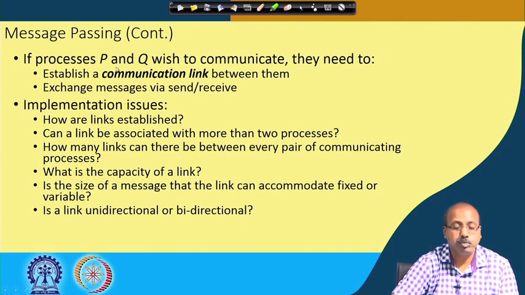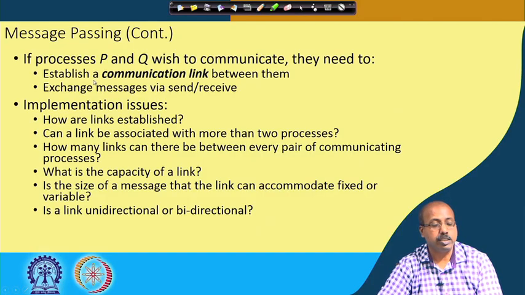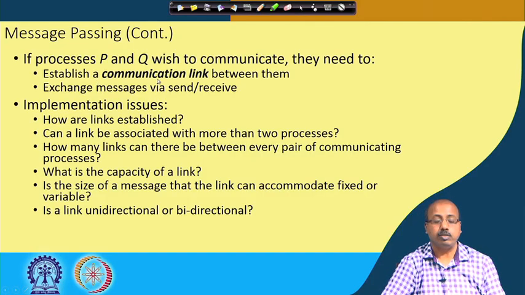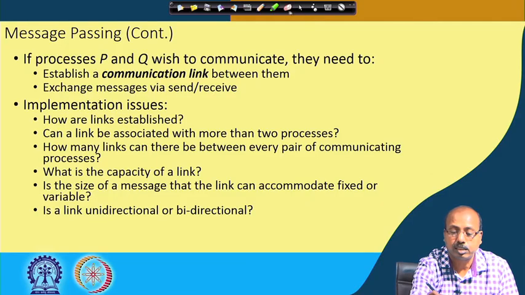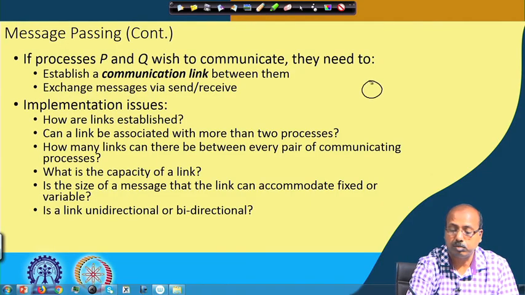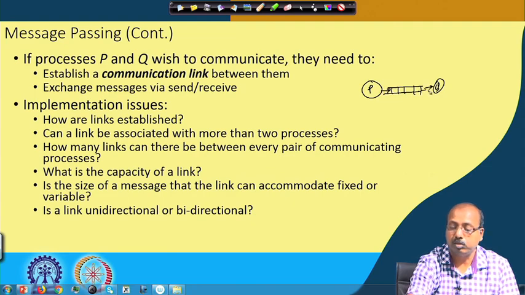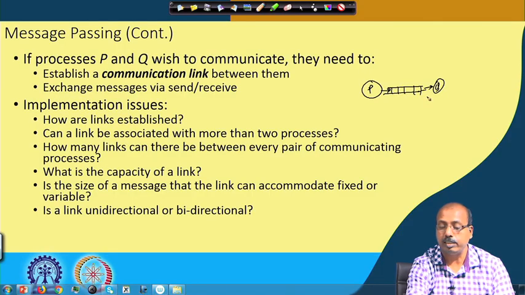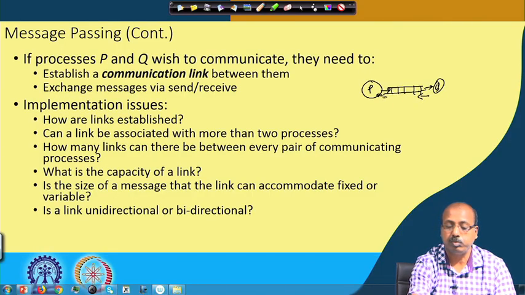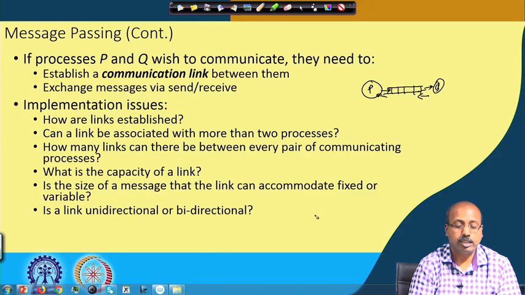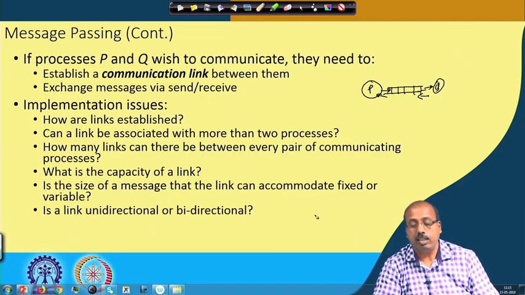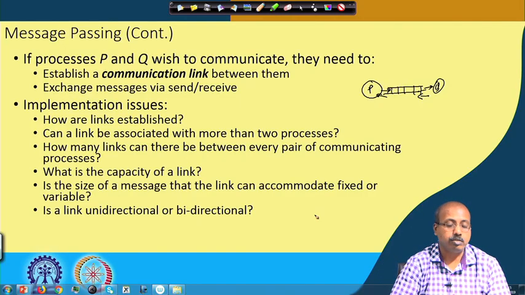If processes P and Q wish to communicate, they need to establish a communication link between them. So, this is the first thing. I have got two processes, P and Q. Between them I must establish a communication link, so that process P can write into this link, and process Q can read it. Similarly, process Q can write here and process P can read from here. So, that is, they exchange messages via send and receive. Process P can send messages and process Q can receive messages, or vice versa.